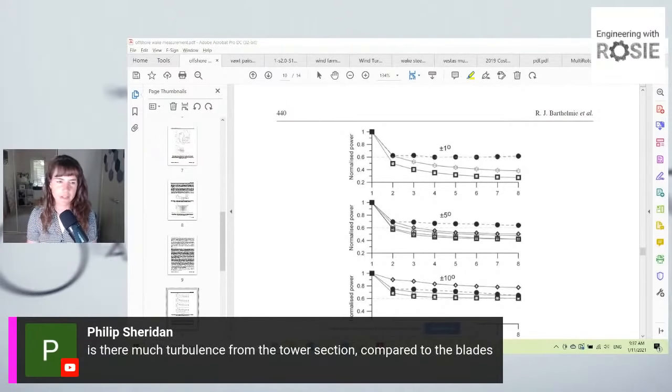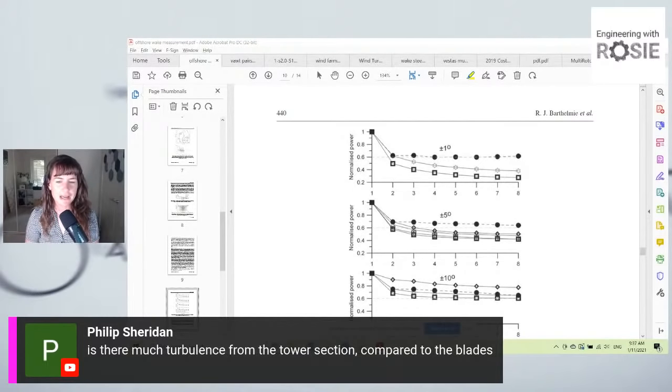From Philip Sheridan: is there much turbulence from the tower section compared to the blades? There is. For the downwind turbines, I think the tower wouldn't be the problem. It would be the blades. And I'm going to show you some pictures of what a wake actually looks like in a minute.